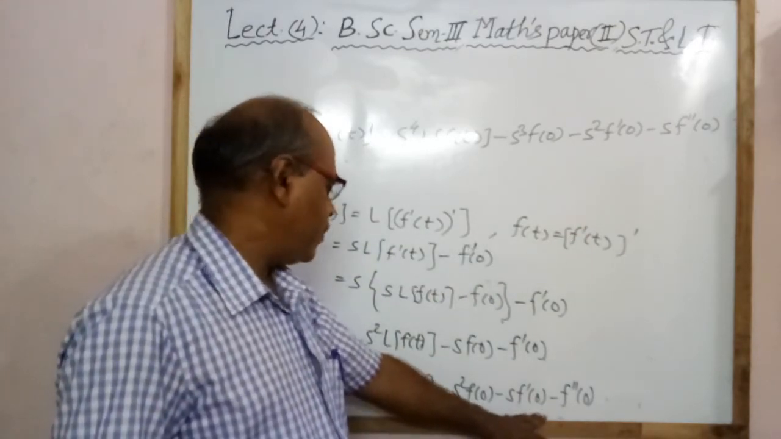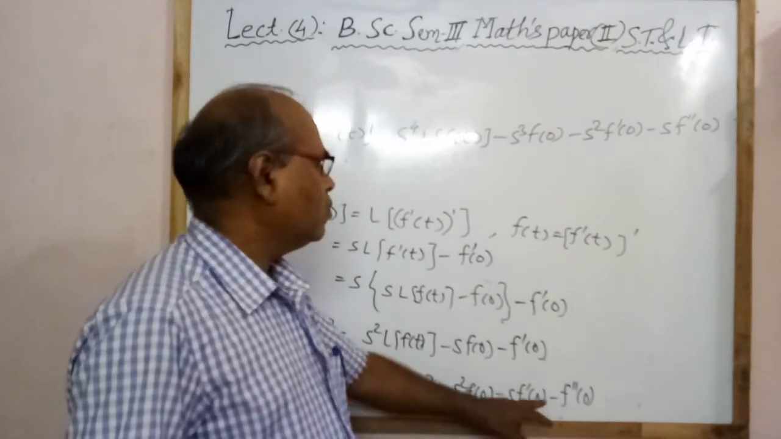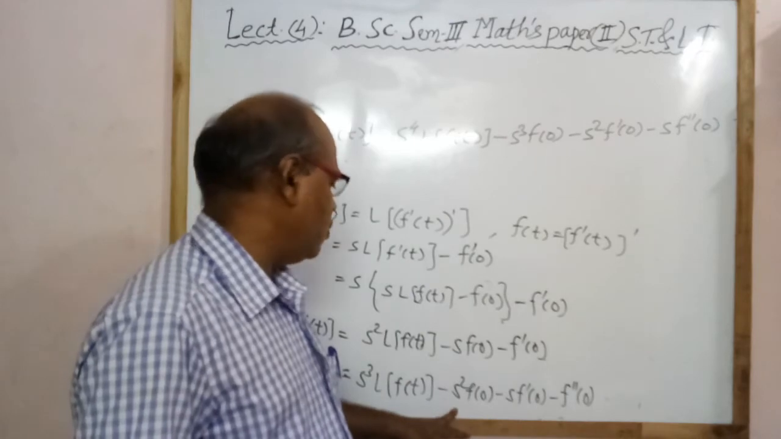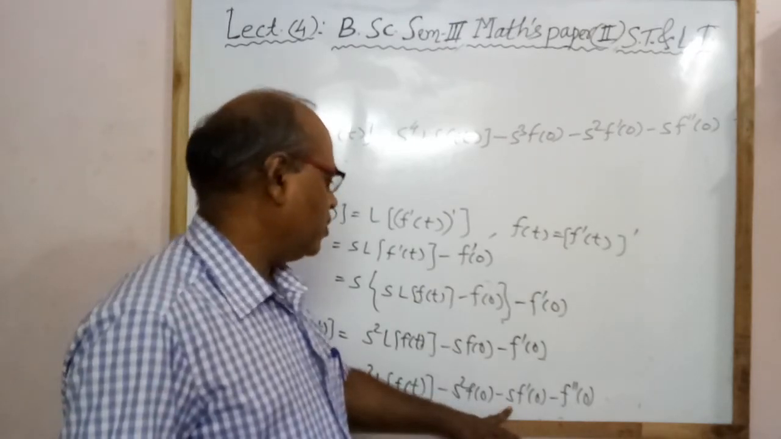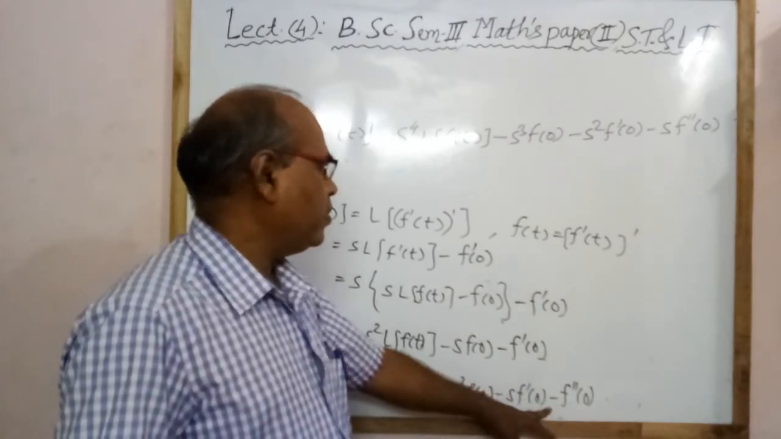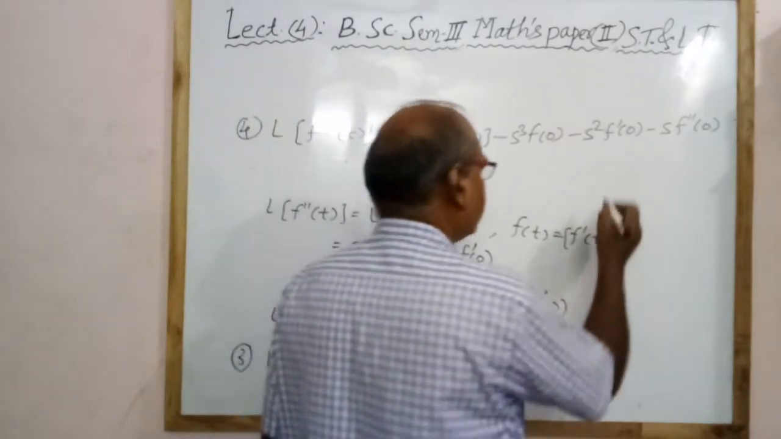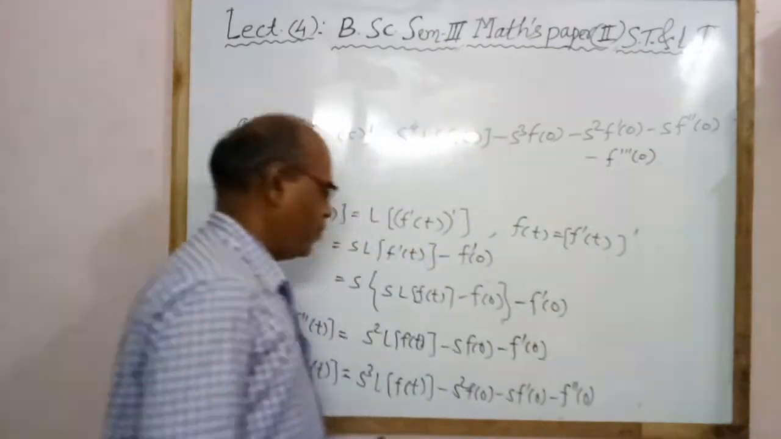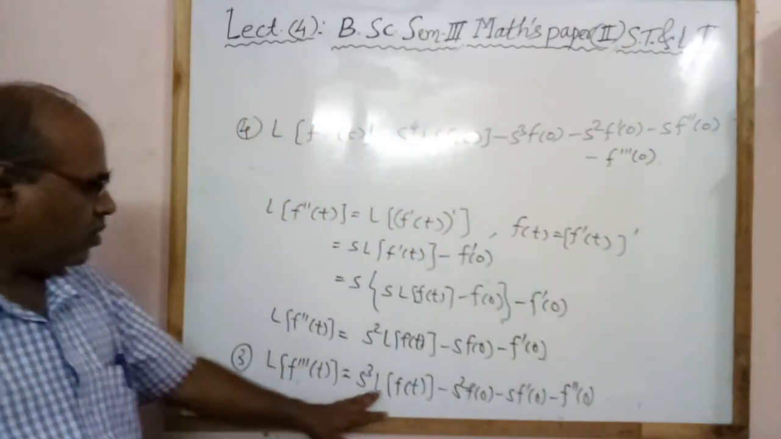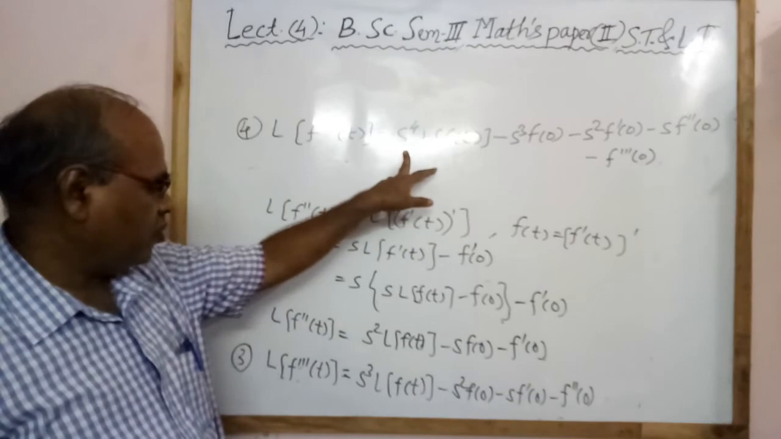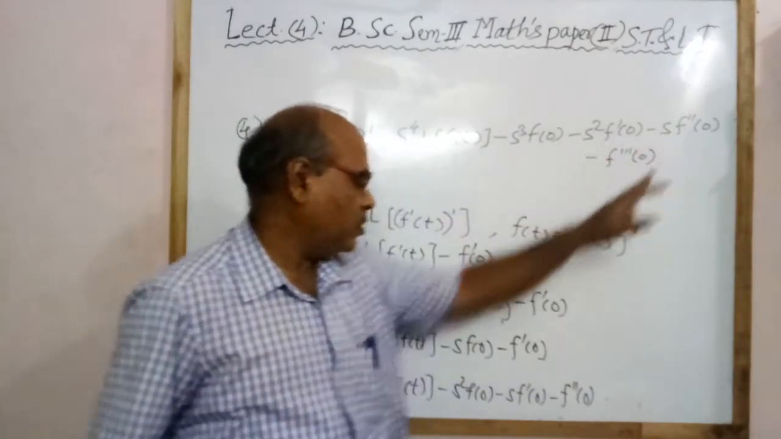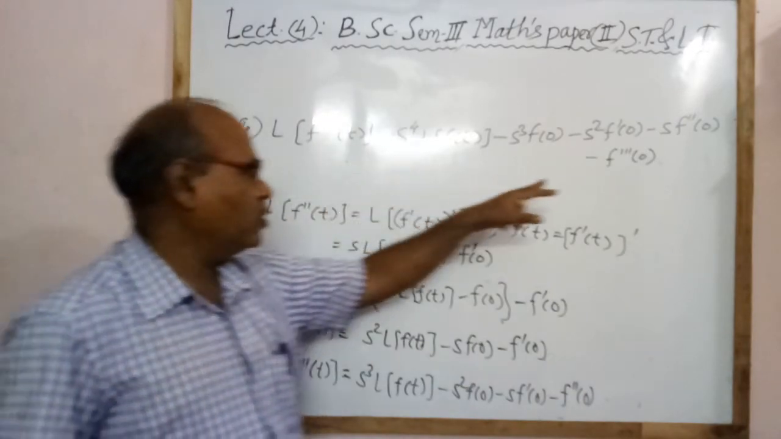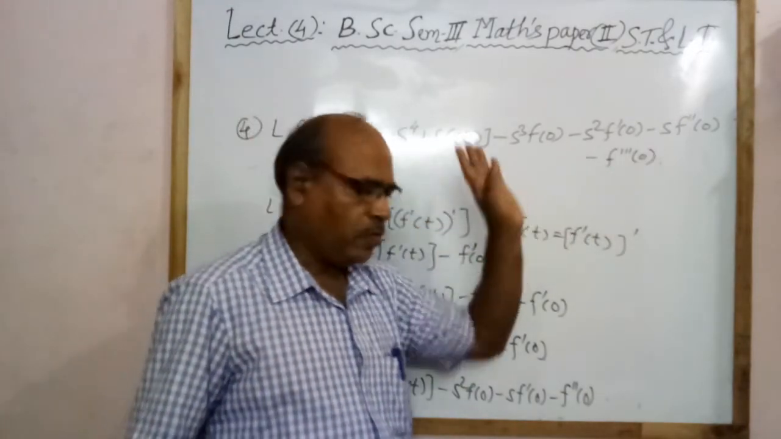The additional term is there. We are multiplying by s: s to the power 4, s cube, s square into f dash of 0, minus s into f double dash of 0. Then the last term is minus f triple dash of 0. Multiply this formula by s, we get the expression like this up to this. Then the additional term is, since this is the fourth derivative, the third derivative f triple dash of 0.